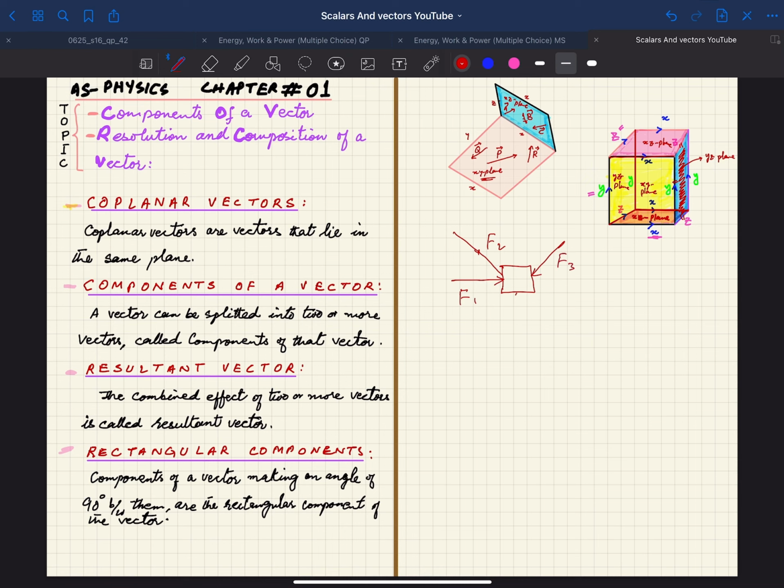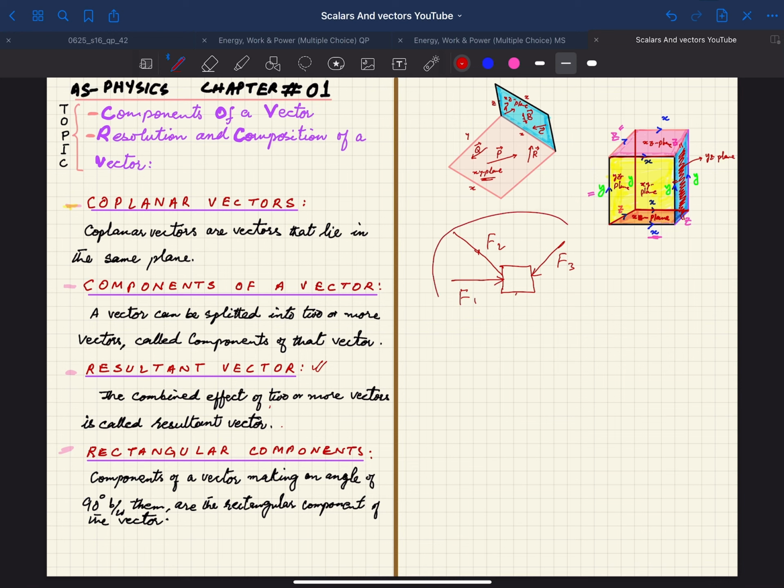So all these forces are basically giving you one effect, or final effect. So the final effect will be the resultant vector. The combined effect of two or more vectors is called the resultant vector.